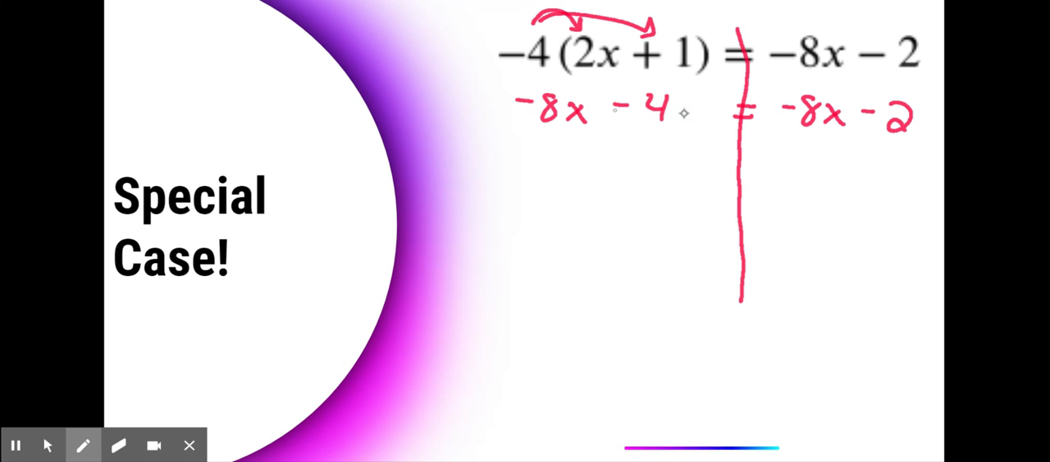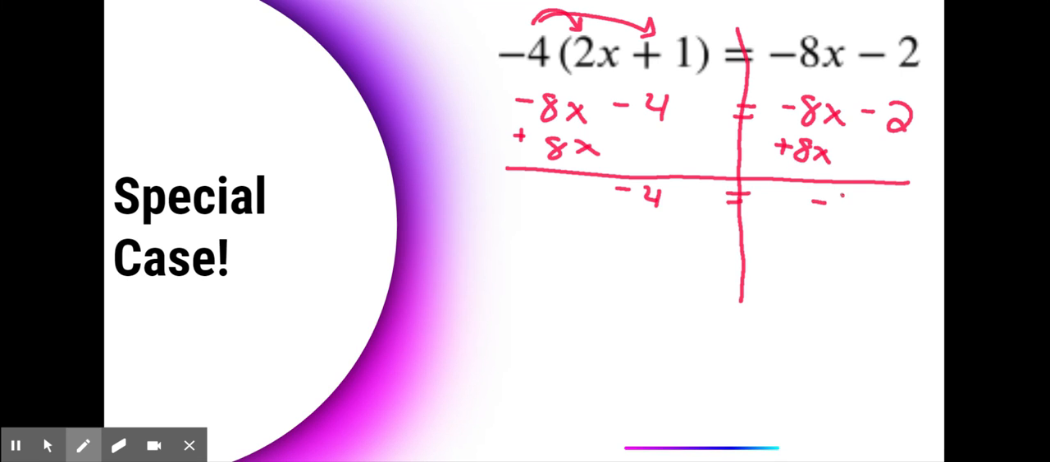Well, I have a negative 8x and a negative 8x. They're equal. It doesn't matter which one I move. So the inverse operation to minus 8x is I'm going to add 8x to both sides. All right, so negative 8x plus 8x, that goes away. I bring down my minus 4. Negative 8x plus 8x goes away. I bring down my negative 2.